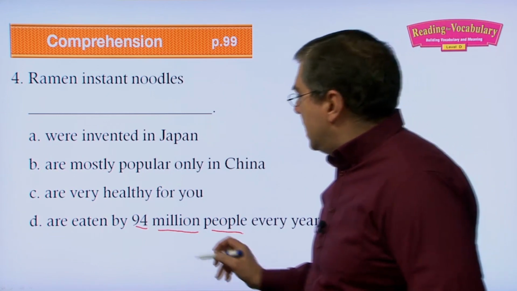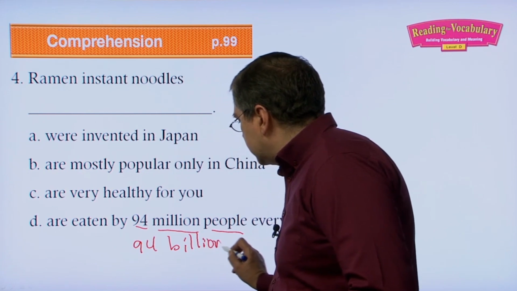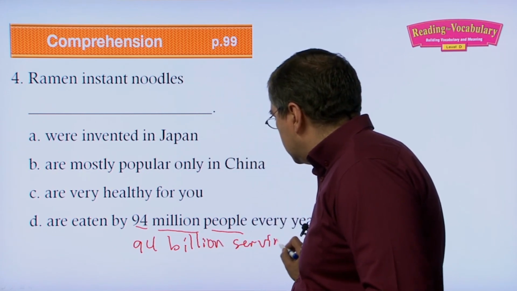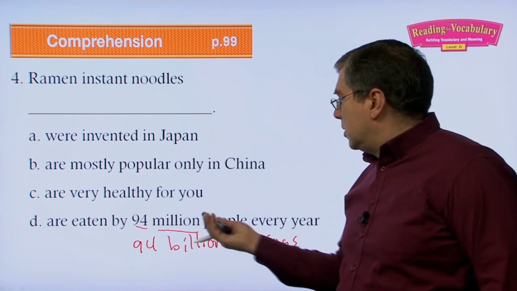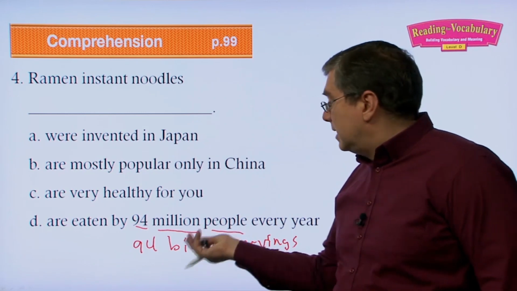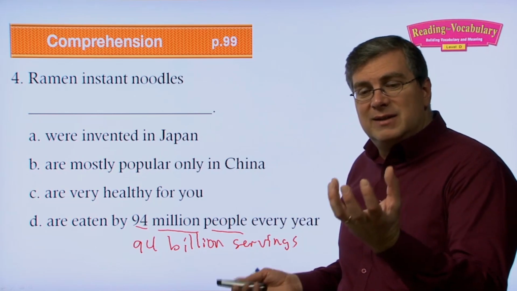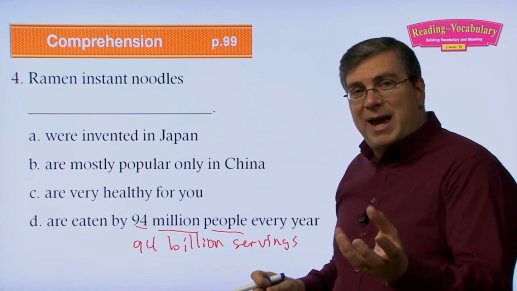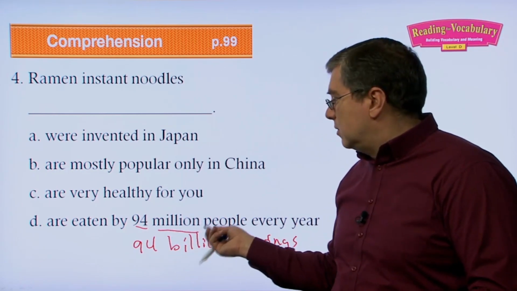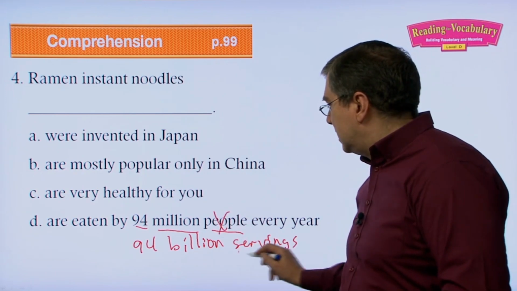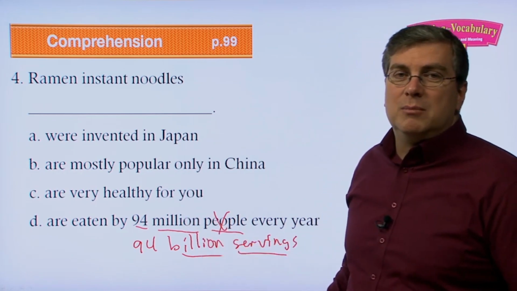The reading passage said 94 billion servings are eaten every year, right? Not 94 million people, right? 94 billion servings. Okay, remember, a serving is one meal. It's the amount of food in one meal. That's what the passage said. They're trying to trick you with using similar numbers, right? But if you look at it, they didn't say people, they said servings. Okay, and the number is different too. They're trying to trick you with million and billion.